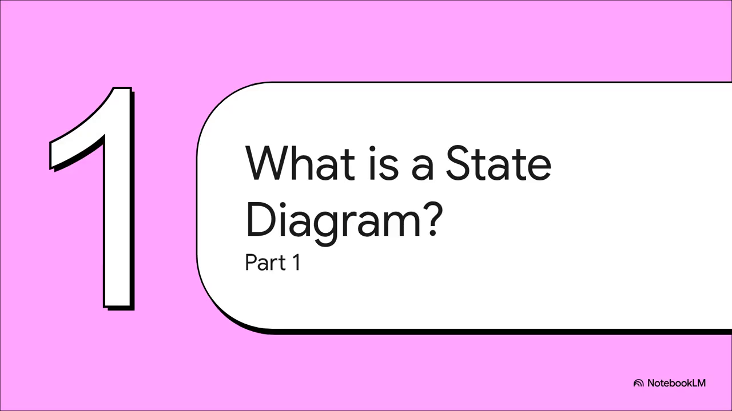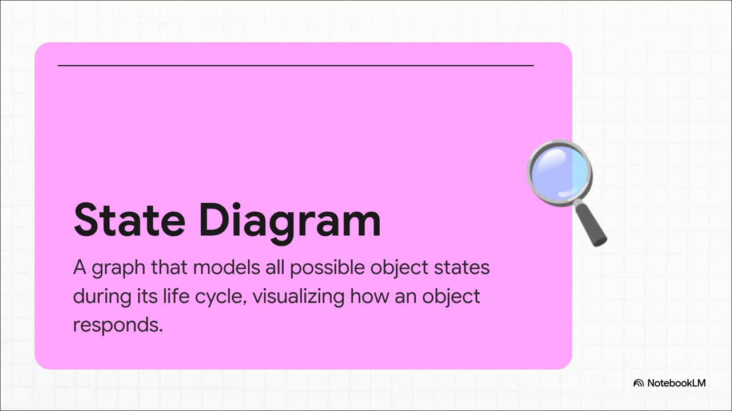All right, so first things first, what exactly is a state diagram? Think of it like a special kind of flowchart. It's basically a map that shows the entire life of an object in a system. It lays out every possible condition, or state, it can be in, and crucially, how it gets from one of those states to the next.